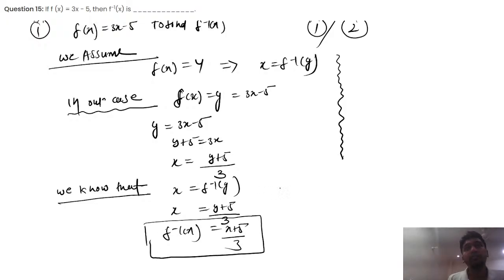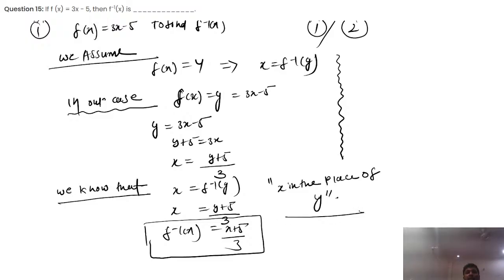Why have we written x in the place of y? Can anyone tell the reason behind it? Because we are now using f inverse x here, so we are introducing the variable x. So we convert y into x. Okay, so this was the final solution.